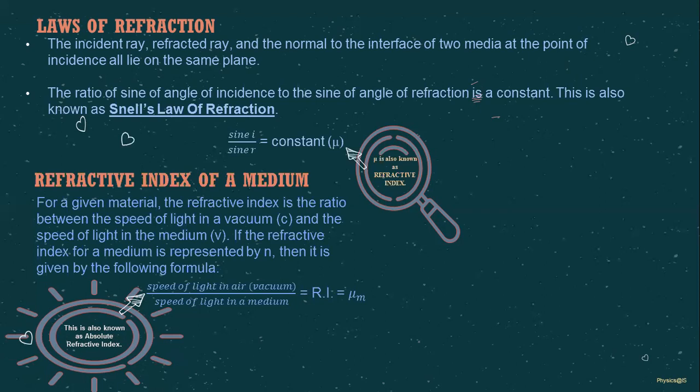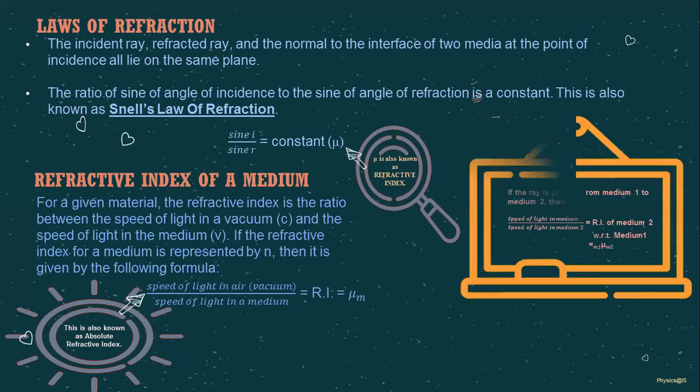So if we say the refractive index of glass is 1.5, that means it is the absolute refractive index and it is with respect to air. Now, if a ray of light is passing from medium 1 to medium 2, then the ratio of the speed of light in medium 1 to the speed of light in medium 2 is equal to the refractive index of medium 2 with respect to medium 1. So these are different formulae to calculate the refractive index of different media.